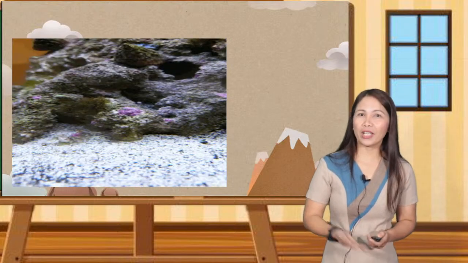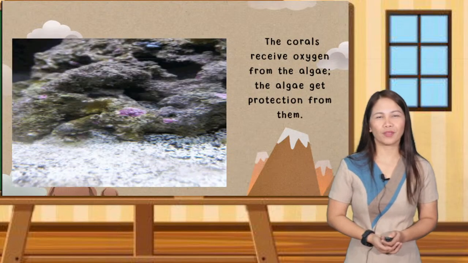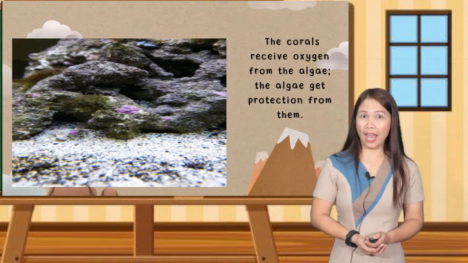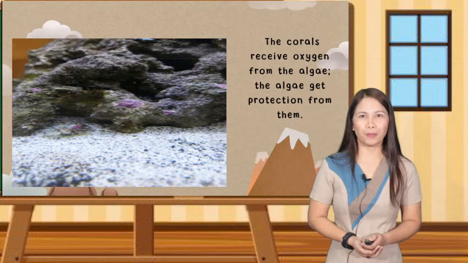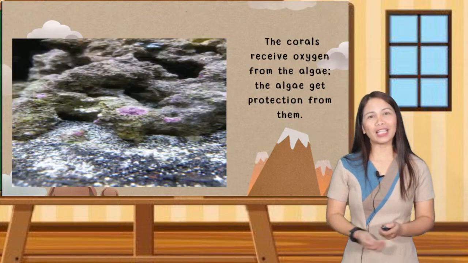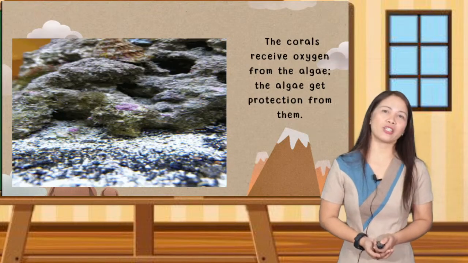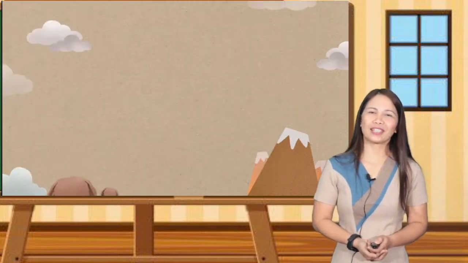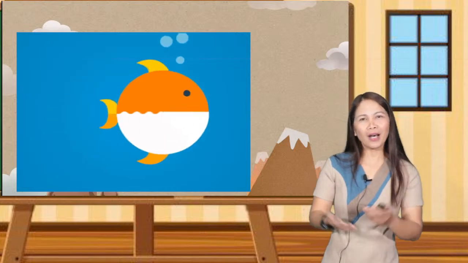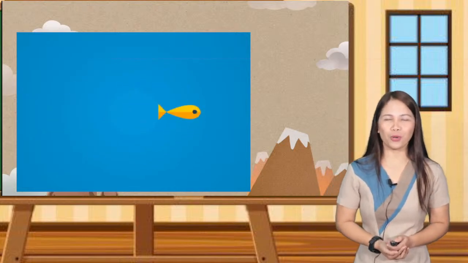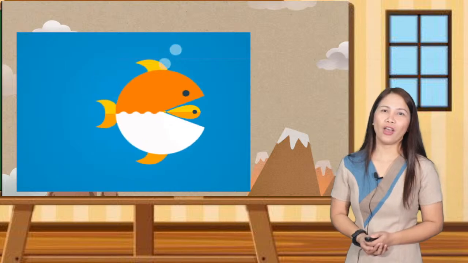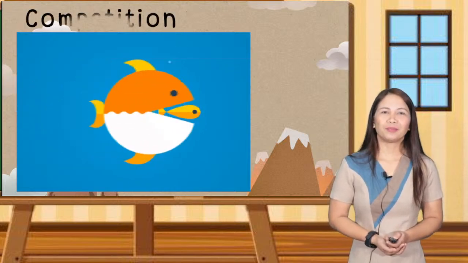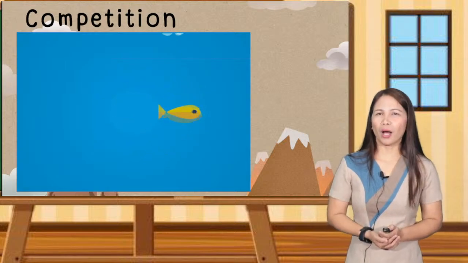This time, what can you see in that picture? Correct. The corals receive oxygen from the algae, and the algae get protection from them. And that relationship or interaction is about mutualism. How about in this short video? What can you notice? There's a big fish and a small fish, right? That is what you call competition.